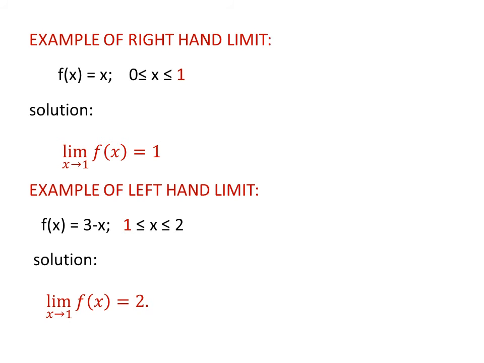Next, example of left hand limit. The given function is f(x) equal to 3 minus 6, 1 less than or equal to x less than or equal to 2. By the definition of left hand limit, modulus of f(x) minus L is less than epsilon, a minus delta less than x less than a, and the limit as x tends to a minus of f(x) equals L. So we write the limit as x tends to 1 of f(x) equal to 3 minus 6. The value of x is substituted as 1, we get 2. So the limit as x tends to 1 of f(x) equals 2.